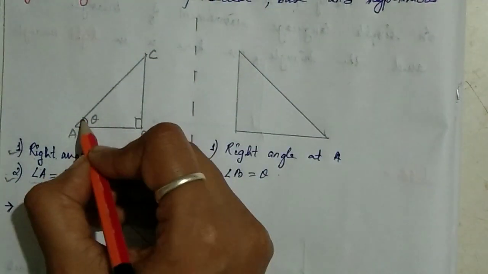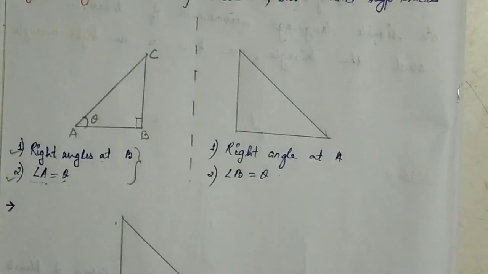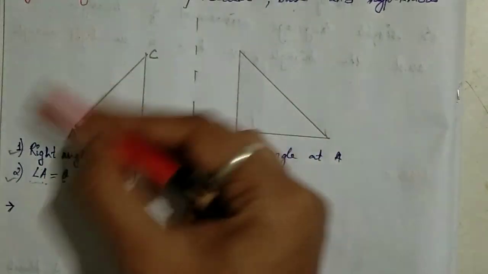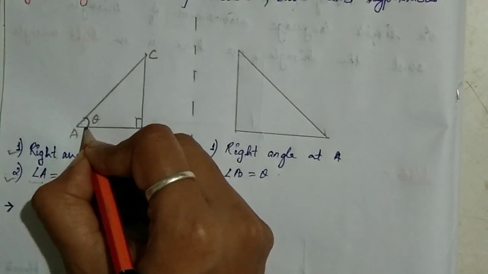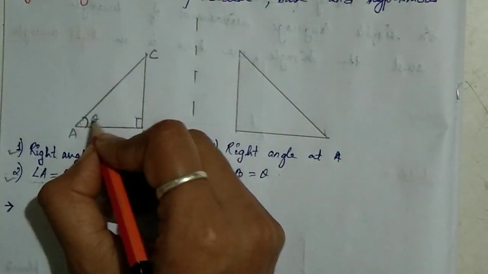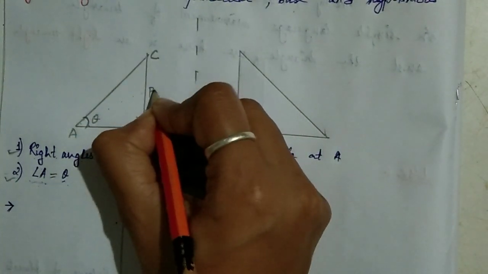Now, with the help of this theta, or the angle that is given to us to consider, in the question it will be given which angle we have to consider. In this example we are considering angle A. So with respect to angle A, the side totally opposite to this angle theta will be the perpendicular.